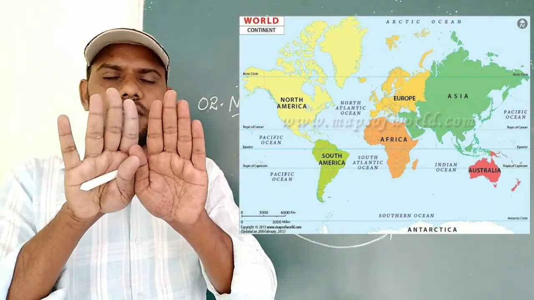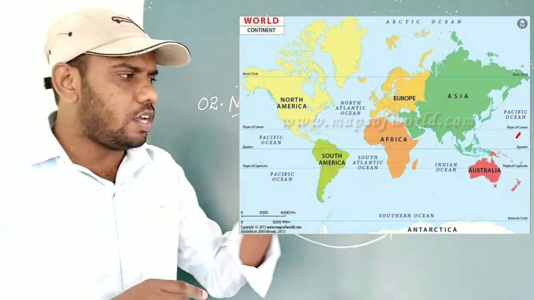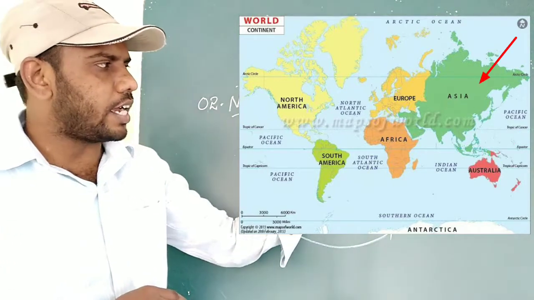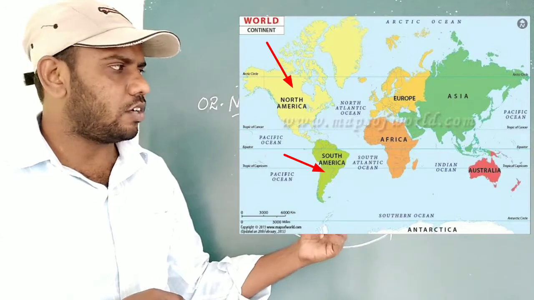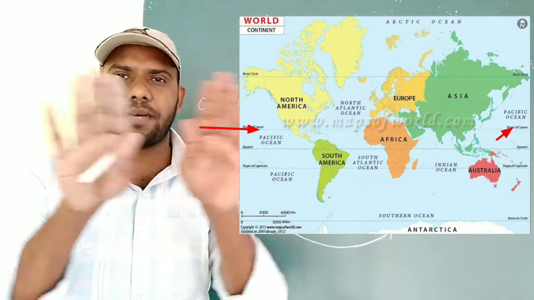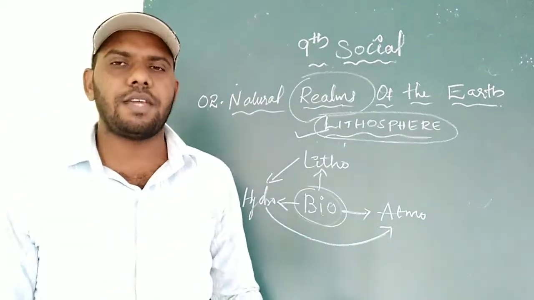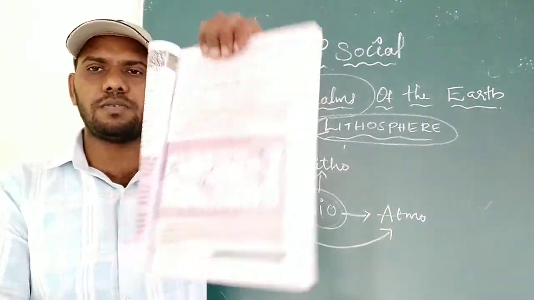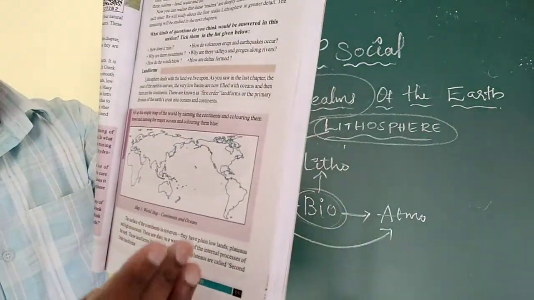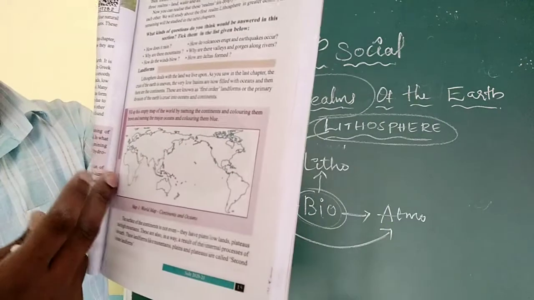And that is the reason we can say there is Australia and Asia, and on this side you can see North America and South America. Got it? Here the Pacific Ocean, there the Pacific Ocean. This map is divided from the Pacific Ocean. But from the map given in your textbook, once you observe, it is not divided from the Pacific Ocean. It is actually divided from the Atlantic Ocean.